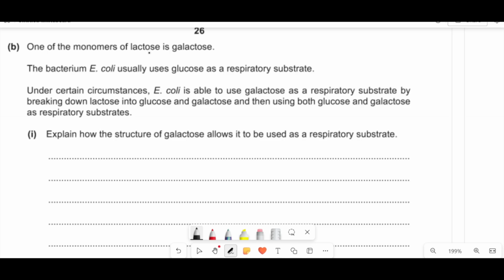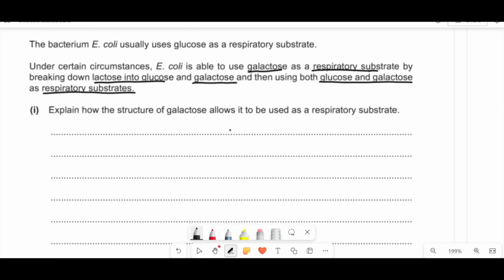So one of the monomers of lactose is galactose. The bacterium E. coli usually uses glucose as a respiratory substrate. Under certain circumstances, E. coli can use galactose as a respiratory substrate by breaking down lactose into glucose and galactose, and then using both glucose and galactose as respiratory substrates. Explain how the structure of galactose allows it to be used as a respiratory substrate.